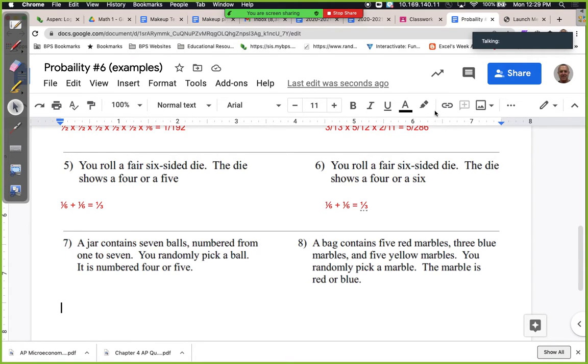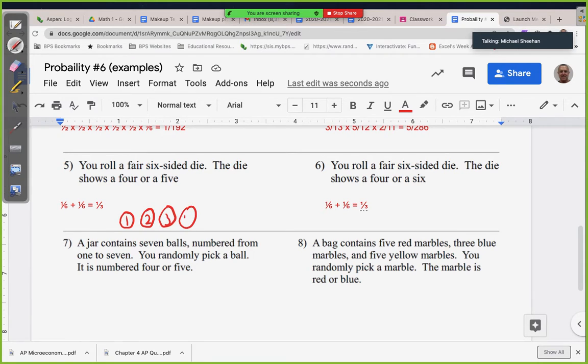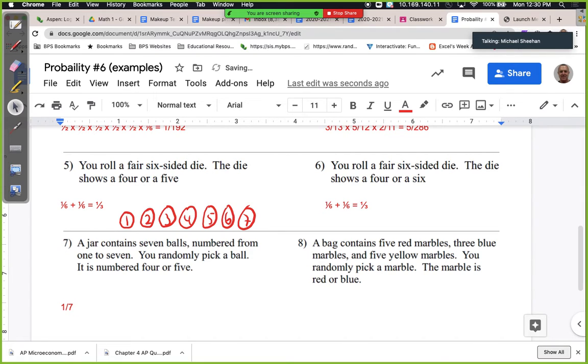All right. I've got a jar with 7 balls. They are all numbered 1 to 7. So I've got a ball with a 1 on it. I've got a ball with a 2 on it. I've got a ball with a 3 on it, a 4, a 5, a 6, and a 7. All right. I reach into a jar. I randomly pick one ball, and I want to get a 4 or a 5. Well, I've got a 1 out of 7 chance of getting a 4, or I also want a 5. I've got a 1 out of 7 chance of getting a 5. 1 out of 7 plus 1 out of 7 is 2 out of 7. And that cannot be reduced.